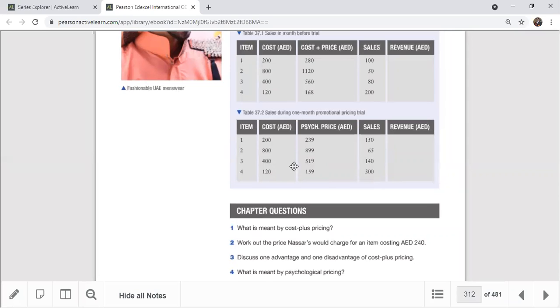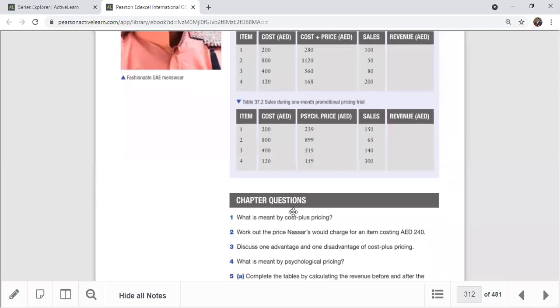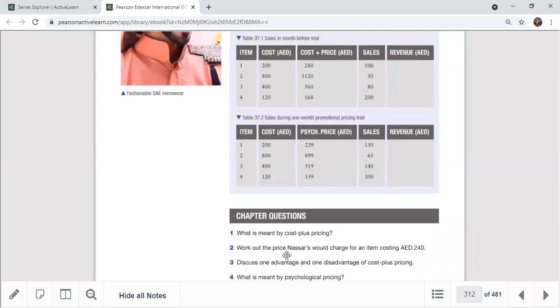And 400 they are selling at 519, not 560. And this one, 120, they are selling at 159. All the prices you can see are odd numbers. At the end, keep in mind to keep the 9s. And then you can see the sales: 100 increased to 150, 50 increased to 65, 80 increased to 140, and 200 increased to 300. So an increase of around 50%. You can see there's a huge improvement, isn't it?